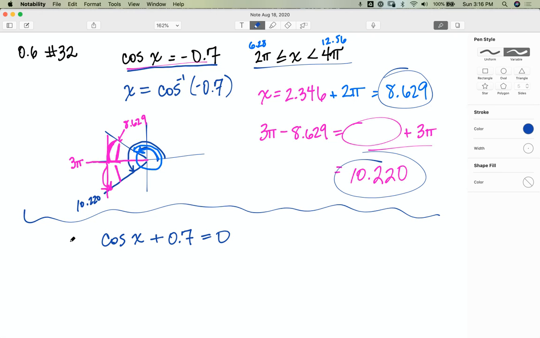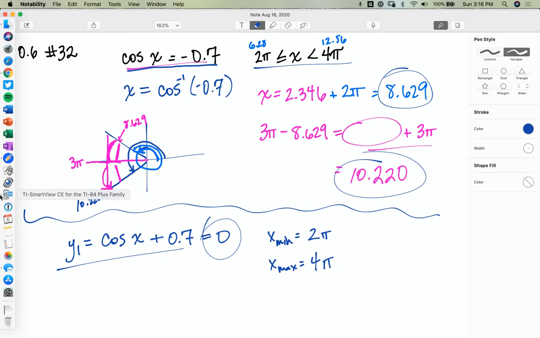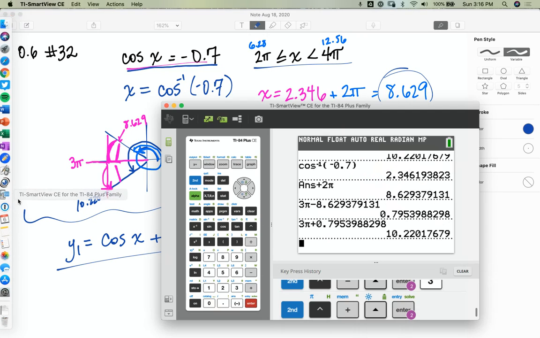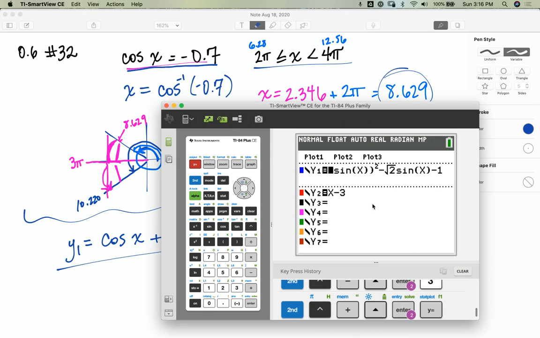And what we can do is say, well, we can let this be y1 in our calculator, and then we can go to the calculator and change the x minimum to 2 pi and change the x maximum to 4 pi. And basically what we can do is just find the zeros of this equation. So I'll show you how to go about doing that. So let's go back to our TI-84. Let's go to our y equals screen.